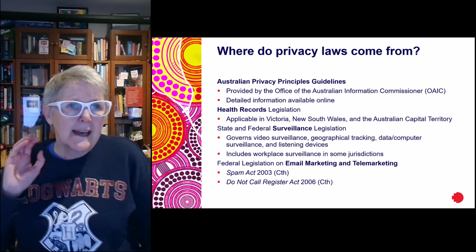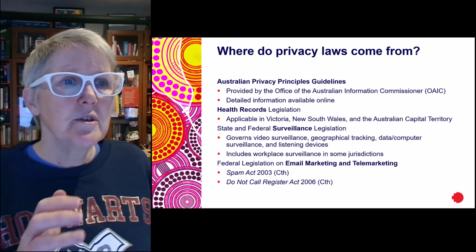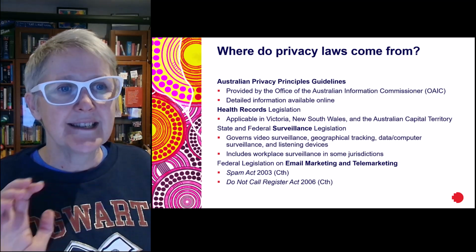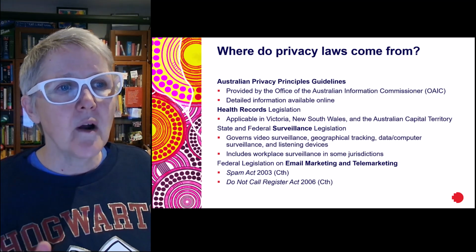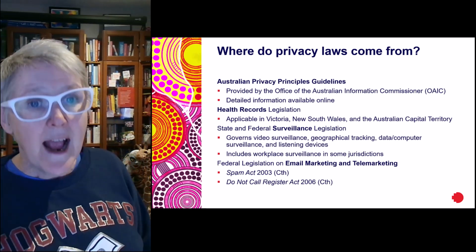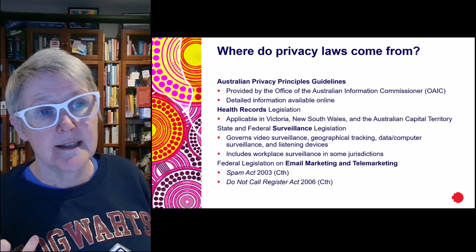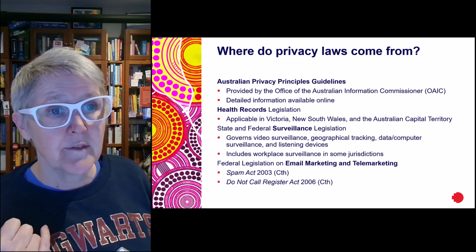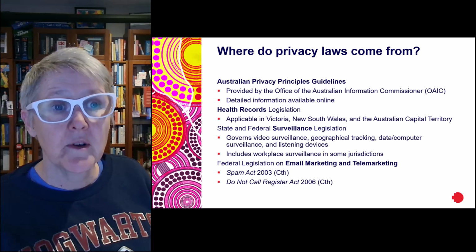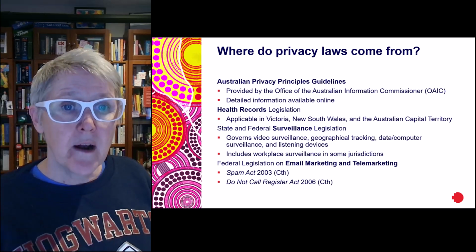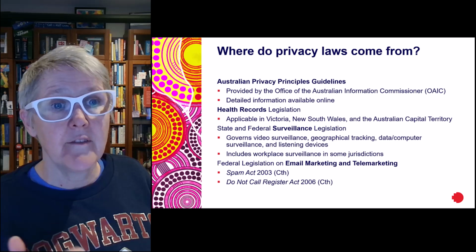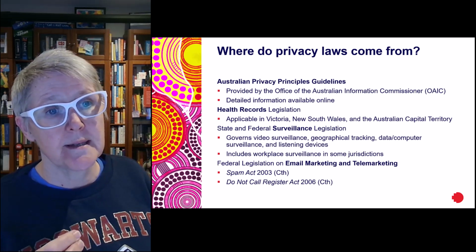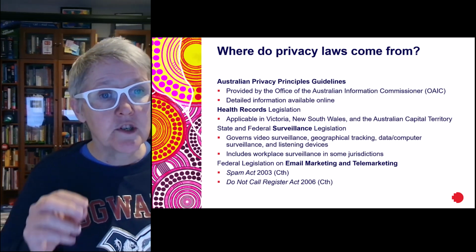So, in relation to legislation, it's important to be clear that there is both federal and state legislation. The primary legislation governing privacy at the federal level is the Privacy Act 1988. That's the legislation that regulates the handling of personal information by the federal government or federal government agencies, private sector organisations that have an annual turnover exceeding $3 million, and certain small businesses. Now, it's really important to notice that.